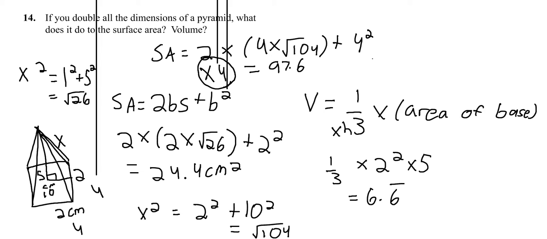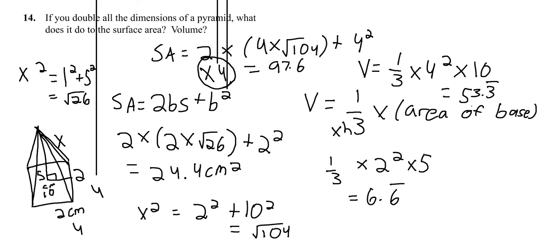And then for volume, if you do 1/3 times the area of the base, which is now 4 squared, and then you multiply it by 10, which is the new height, you would get 53.3 repeating. And if you divide that by 6.6, you'll realize that the volume, if you double the dimensions, is multiplied by 8.